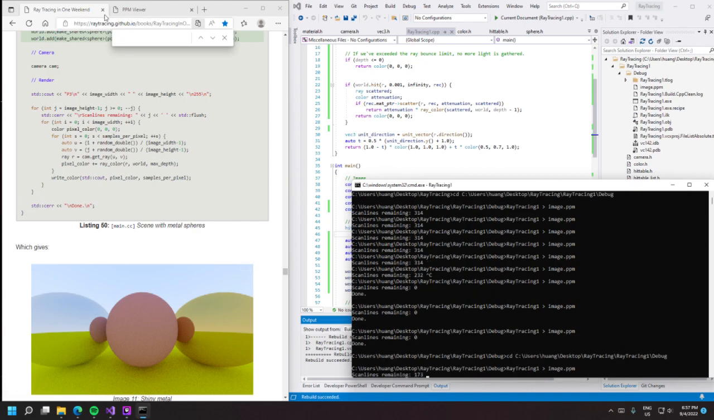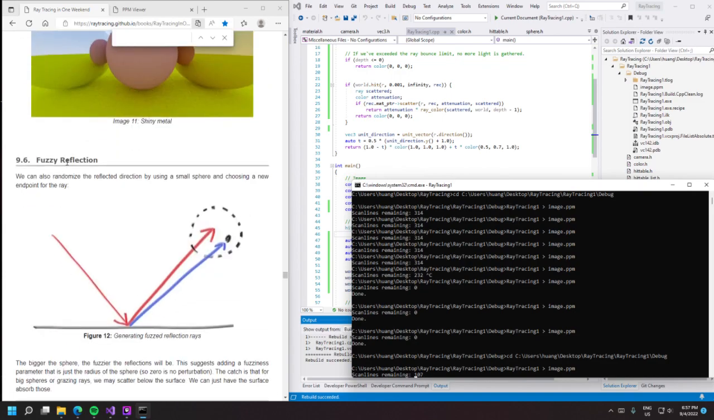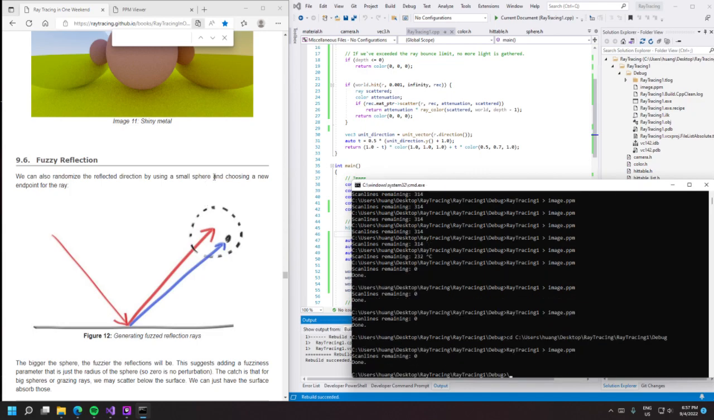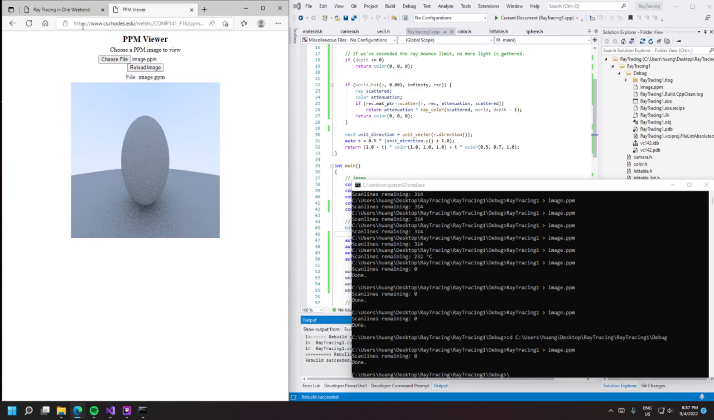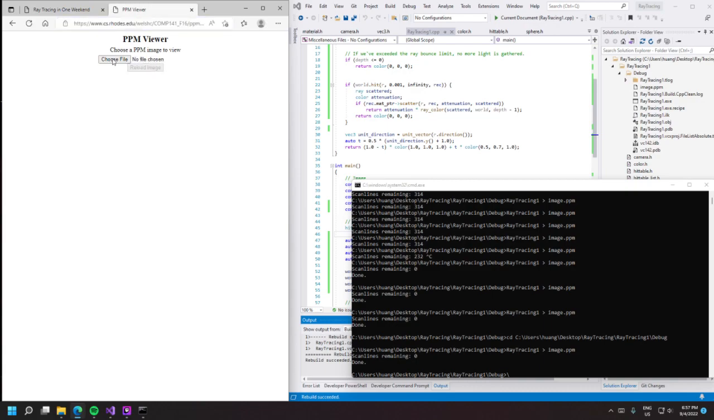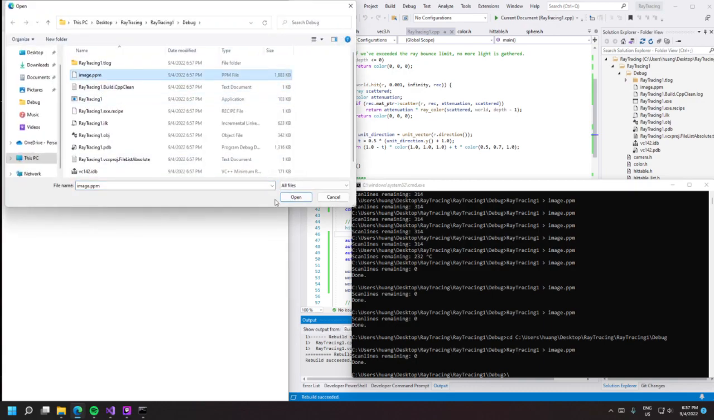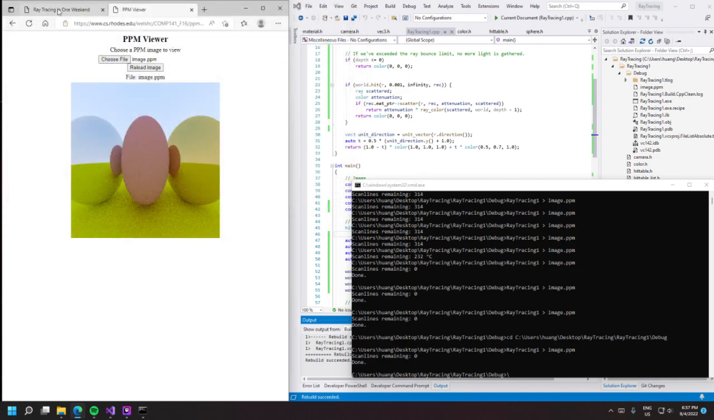I totally can't do that. And while we're waiting, just continue to read. Fuzzy refraction. We can also randomize the refracted direction by using a small sphere and choosing a new endpoint for the ray. Okay. Oh, that's good. That looks very much like what we really want to get.